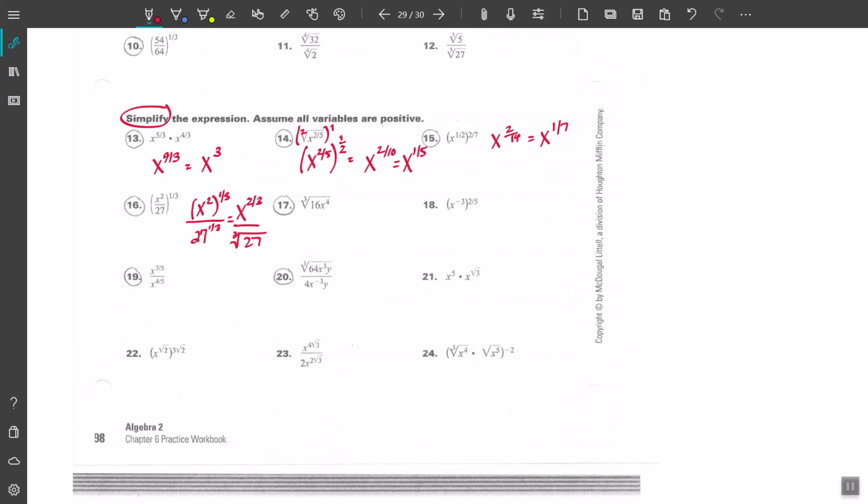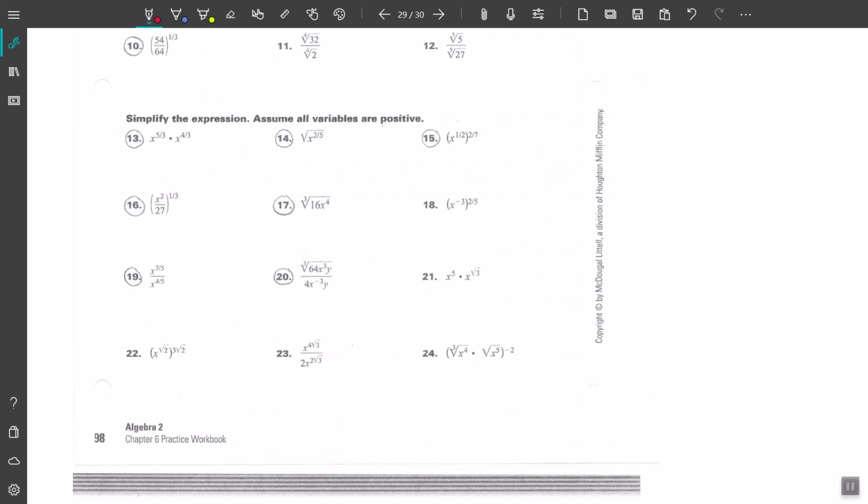All right, so my numerator is good. It's simplified, but I can take the cube root of 27 and simplify that down. Since that's a perfect cube, 27, 3 times 3 times 3, I would pull a 3 out from under the radical, and this would be your most simplified answer.